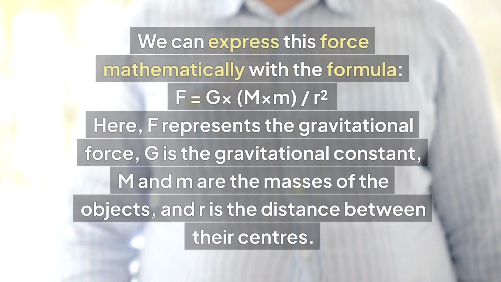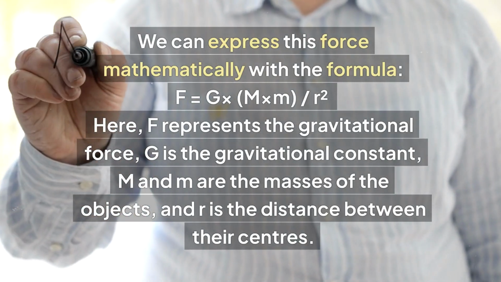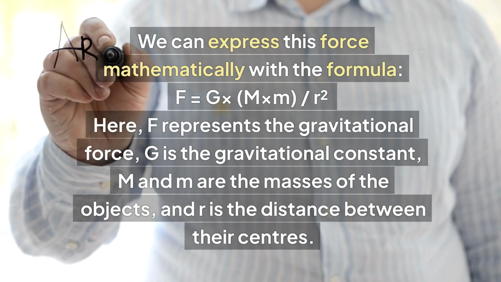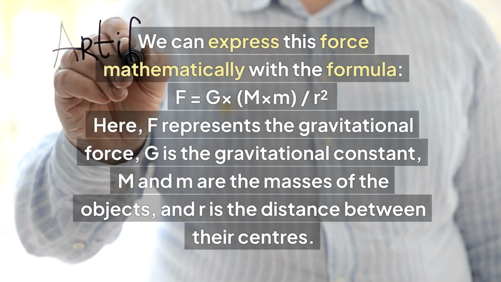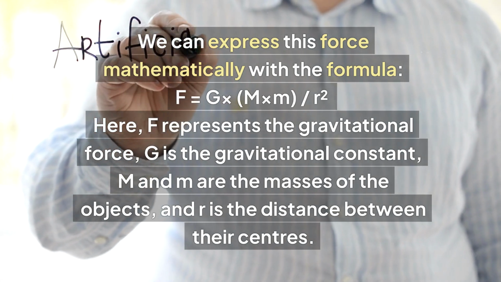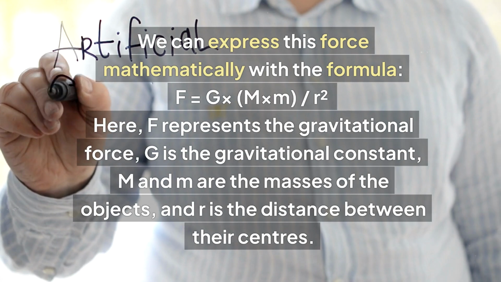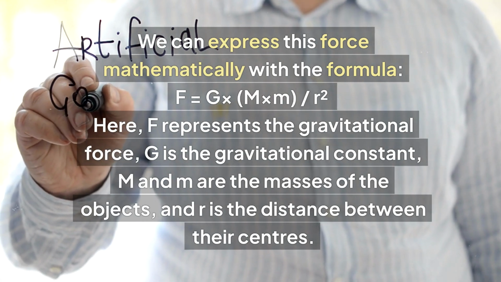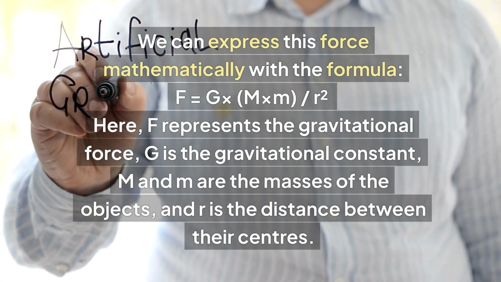We can express this force mathematically with the formula F = G m1 m2 / r². Here, F represents the gravitational force, G is the gravitational constant, m1 and m2 are the masses of the objects, and r is the distance between their centers.